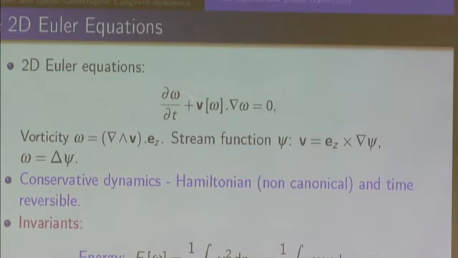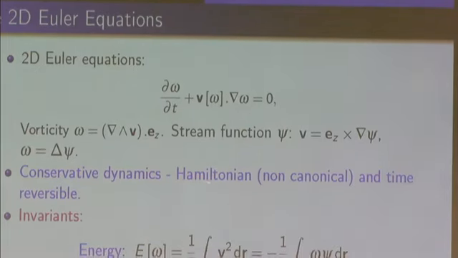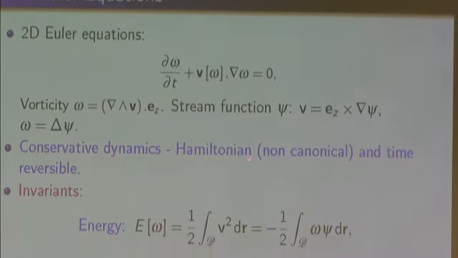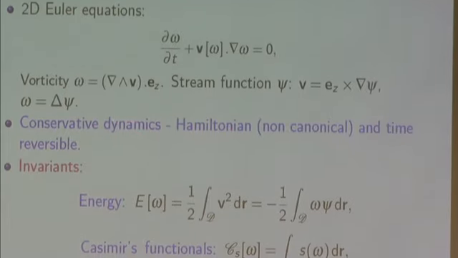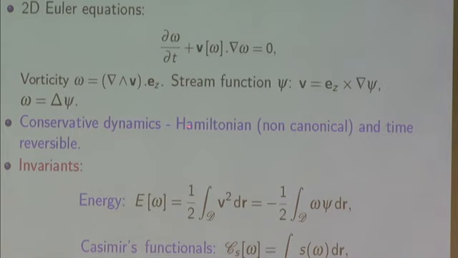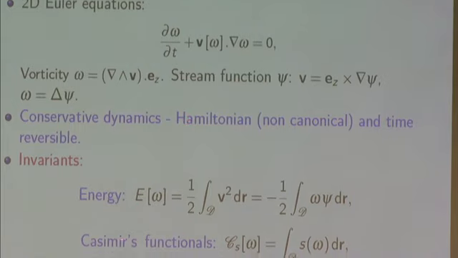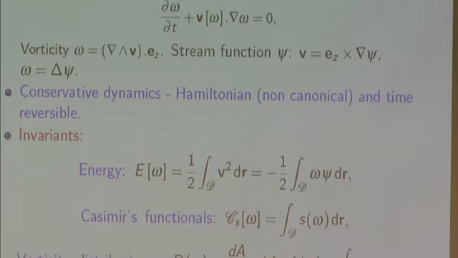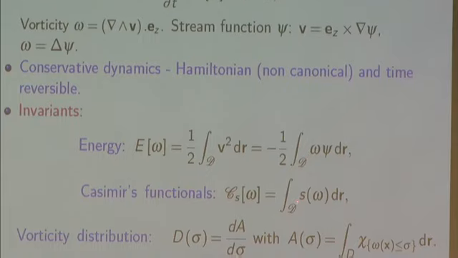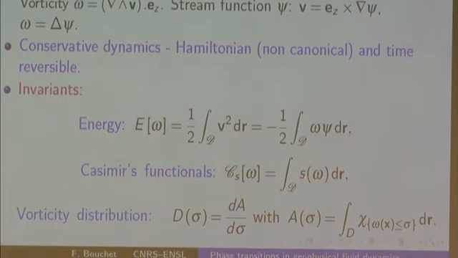So it is a very simple dynamics. As has been said by David Ruelle this morning, it is crucial that it is Hamiltonian. It is crucial for different reasons. First, there are many invariants. There is the kinetic energy, and there are what are called the Casimir functionals, which are just the integral of s of omega for any function s, which are equivalent to the conservation of the vorticity distribution.